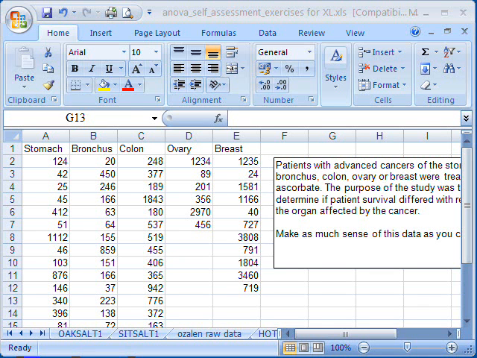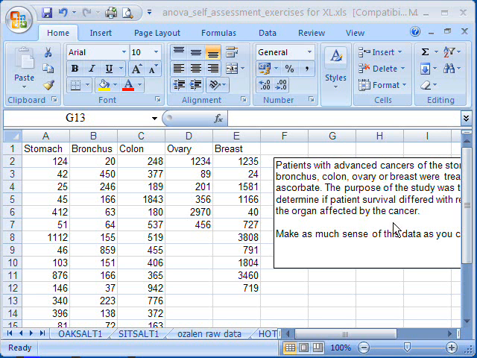The simplest form of analysis of variance is called one-way or univariate analysis of variance. So there's basically only one cause of the variation in your experiment. In this particular case here, it's type of cancer.